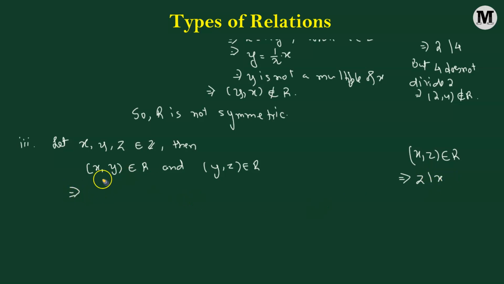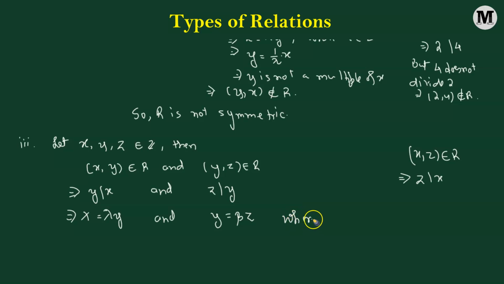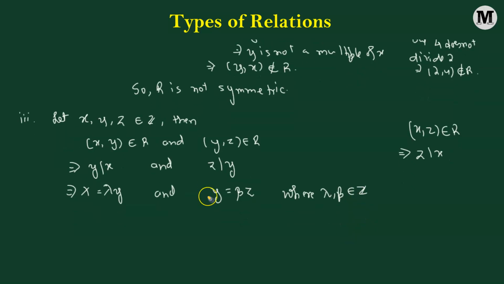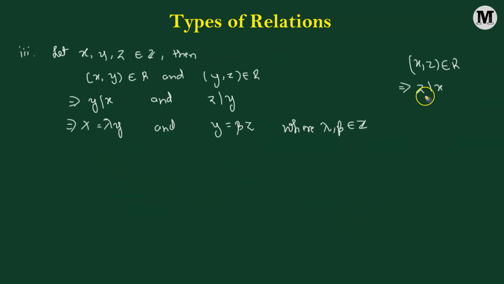If the ordered pair X, Y belongs to R, then according to the definition Y divides X, and Y, Z belonging to R simply means that Z divides Y. Y divides X is the same as saying X equals lambda times Y, that means X is a multiple of Y. And Z dividing Y means Y is a multiple of Z, so Y equals beta times Z, where lambda and beta are some integers. Now our goal is to show that Z divides X.